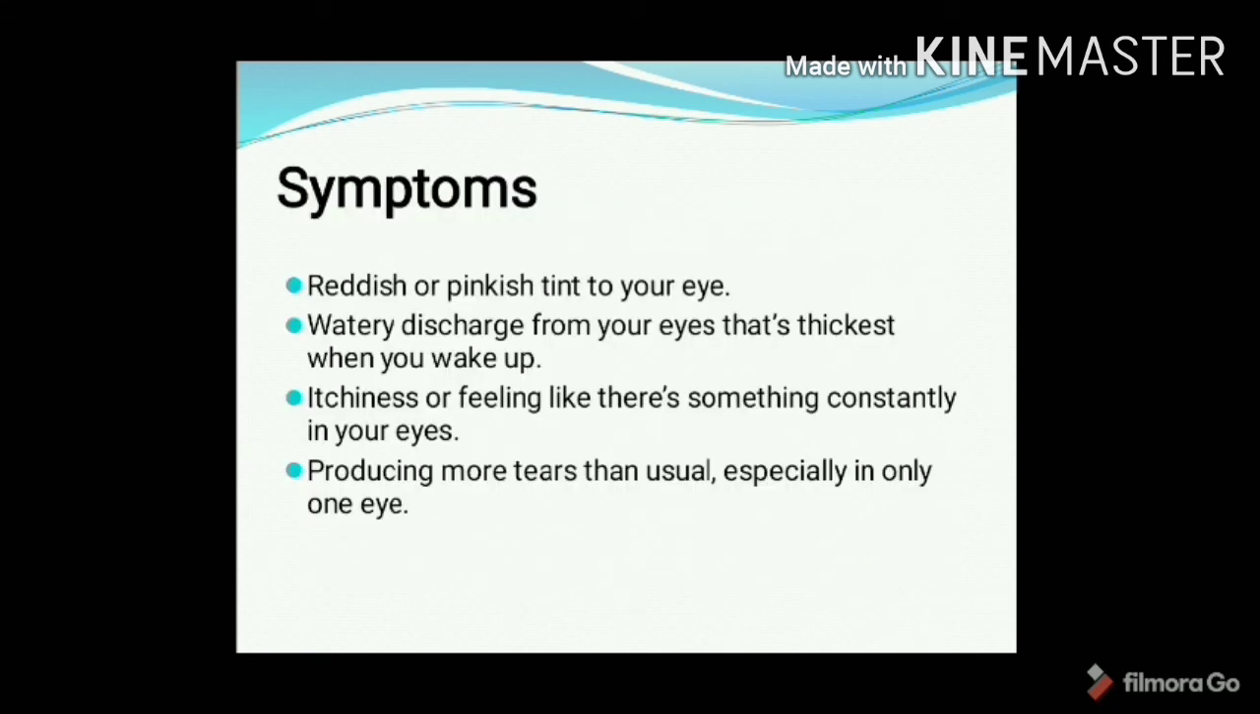So, the symptoms of this disease: reddish or pinkish tint to your eye. Watery discharge from your eyes that thickens when you wake up. Itchiness or feeling like there's something constantly in your eyes. Producing more tears than usual, especially in only one eye. So, if you're asking what treatment you will have if you are having this kind of disease, here's the treatment that you can have.